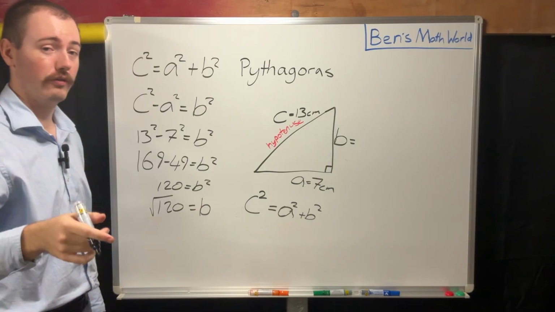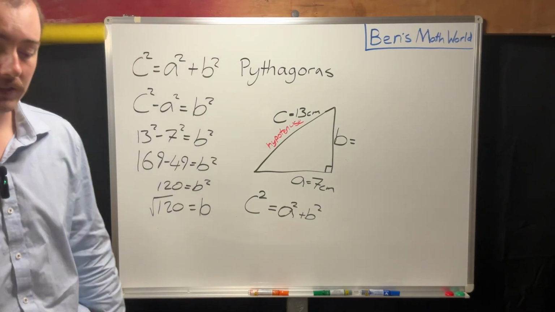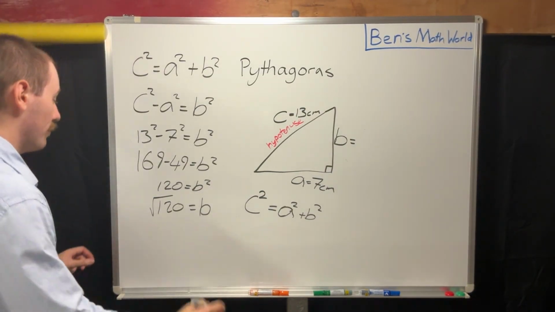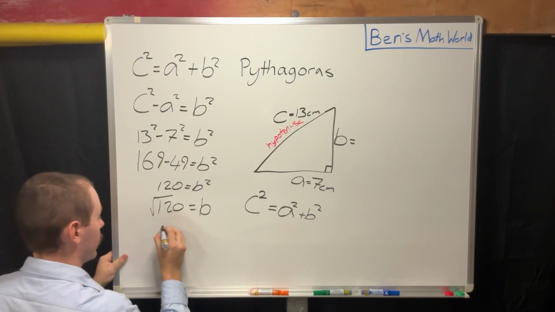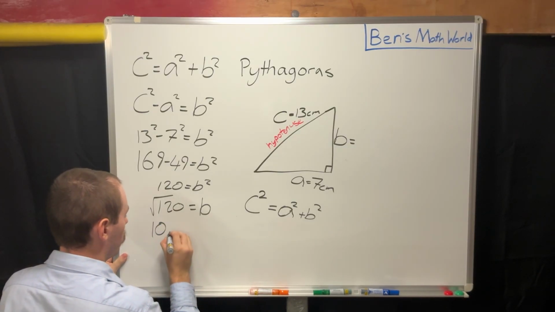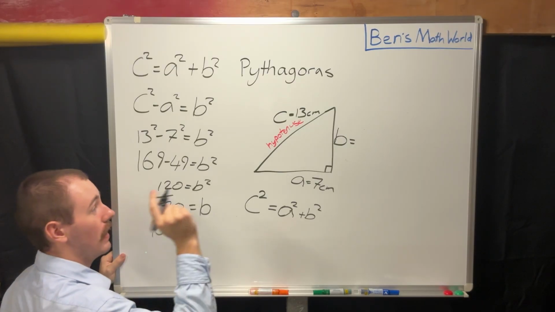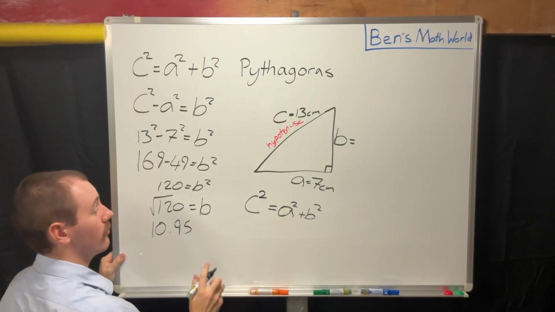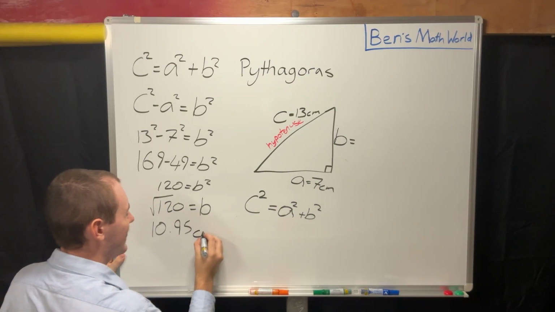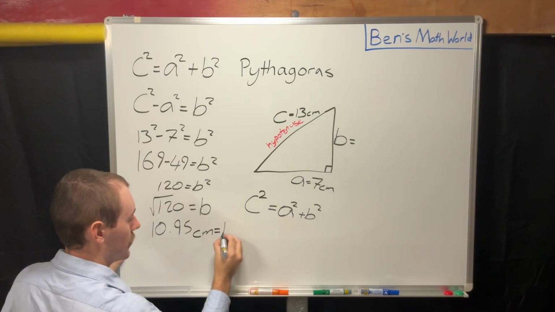The square root of 120, I don't know off the top of my head, so I'm going to put that in a calculator. Now the answer to that is 10.95, so I'm going to go ahead and put that here. 10.95, and I almost just got a B, but I have to put in my units of measurement, guys. So 10.95 centimeters is equal to B.